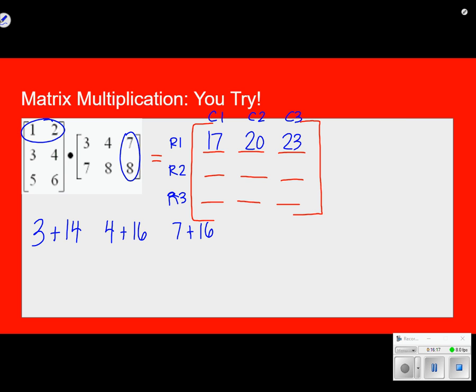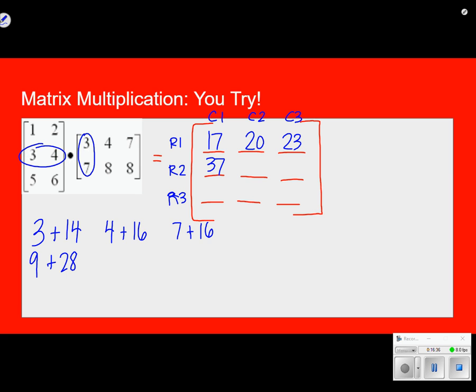All right, now we're ready to go to row 2. We've got row 2 times column 1. So 3 times 3 is 9. 4 times 7 is 28. 9 and 28 is 37.